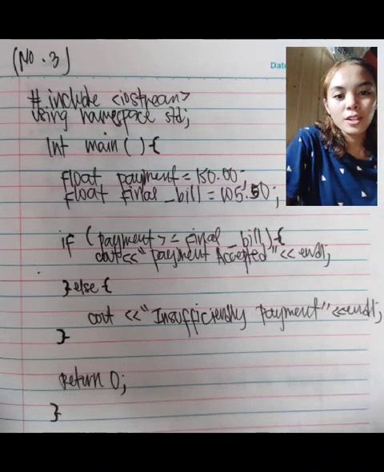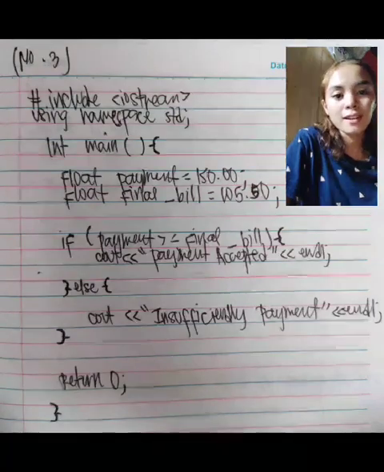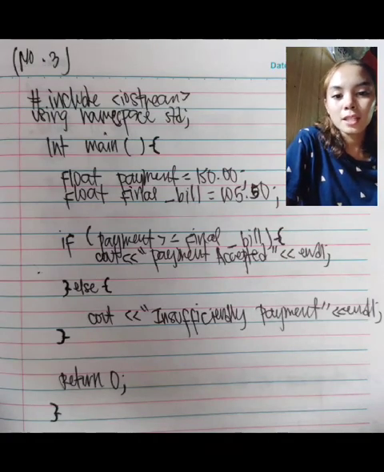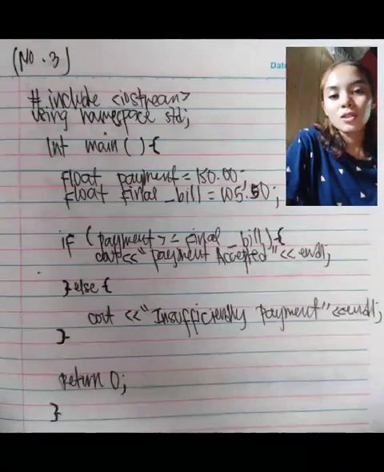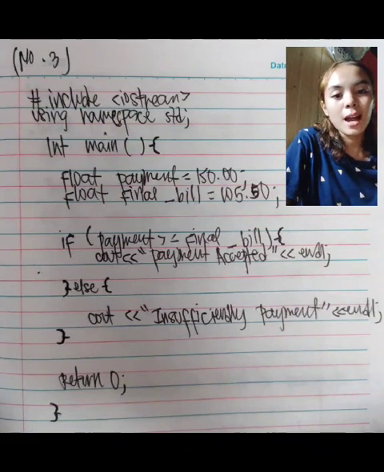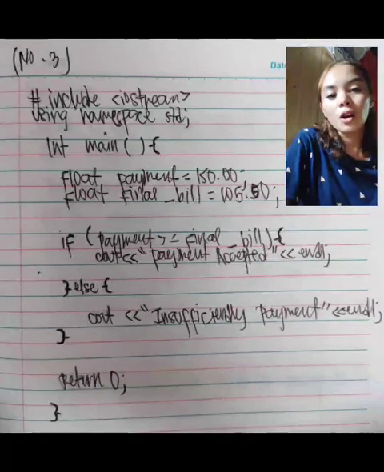This is program 3. It checks if the money paid is enough to cover the bill. Let me explain it clearly. #include <iostream>, using namespace std, int main. Standard setup. It lets the program show output and marks where it starts.